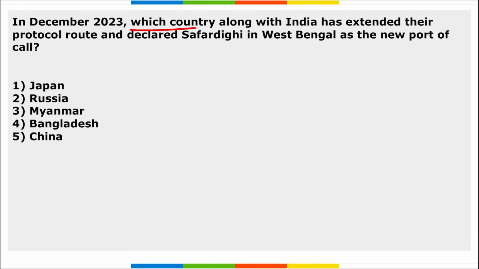Next, in December, which country along with India has extended their protocol route and declared Sahebganj in West Bengal as the new port of call? So, I repeat, which country along with India extended their protocol route and declared Sahebganj in West Bengal as the new port of call? It is Bangladesh. Correct?